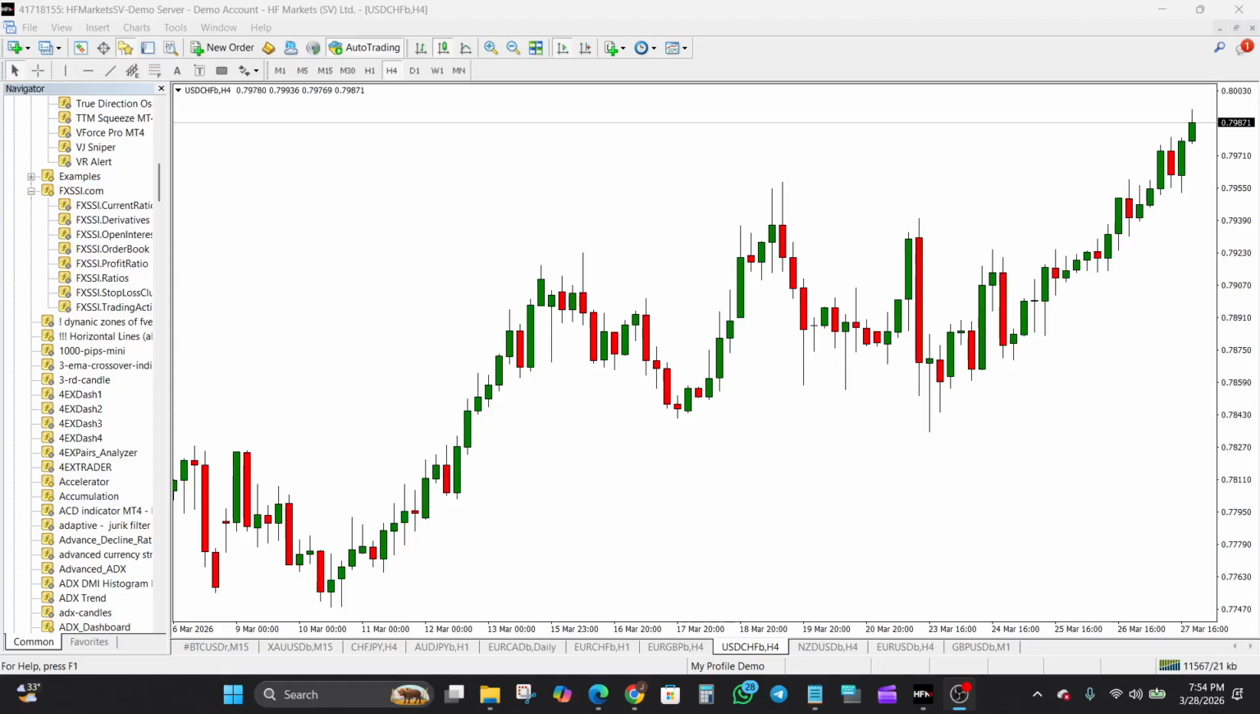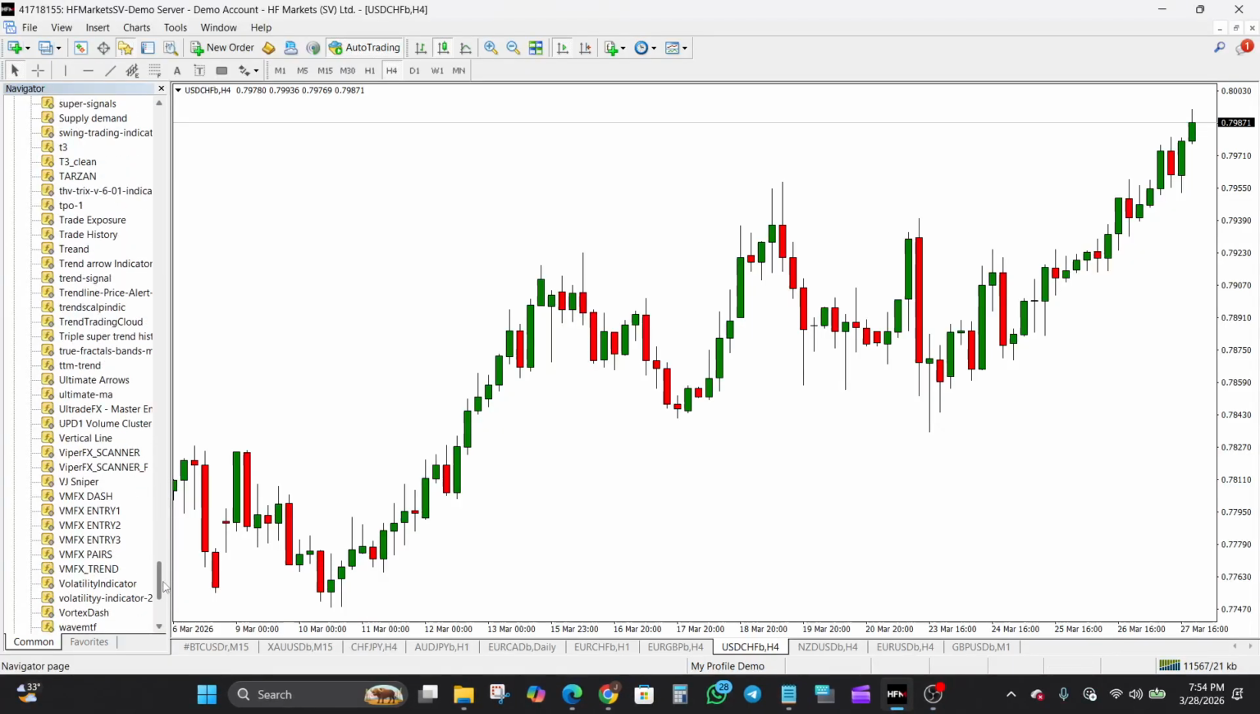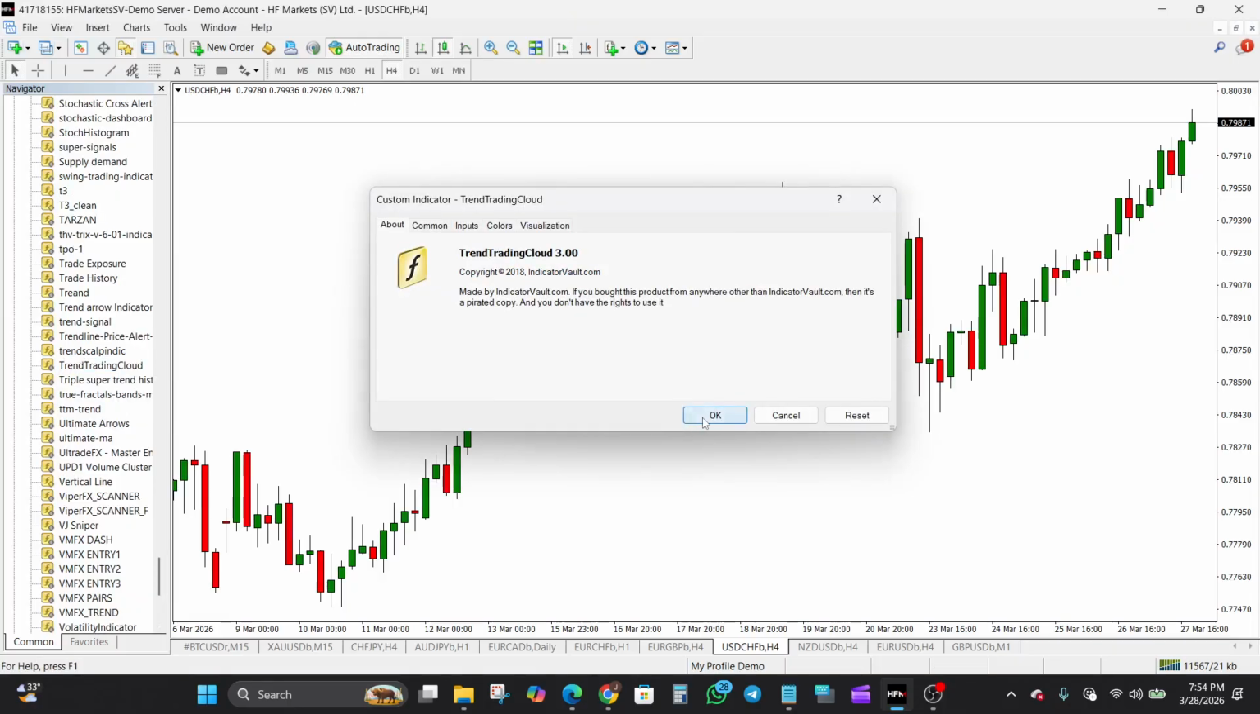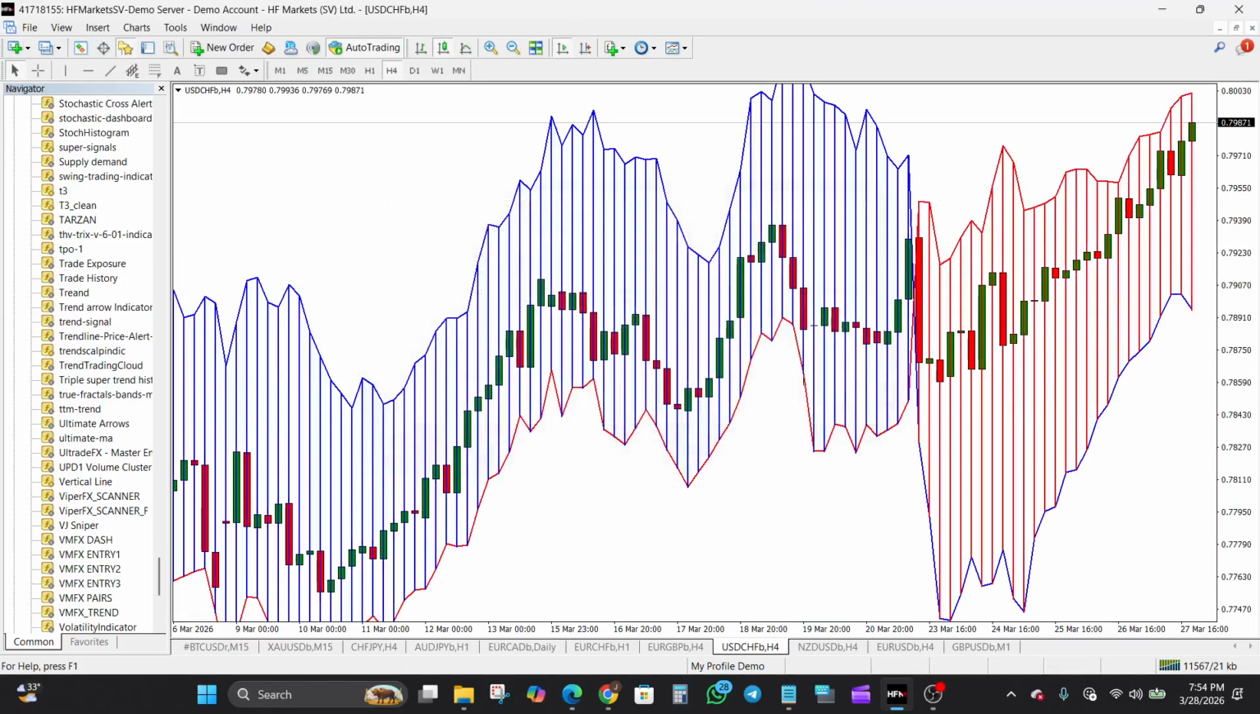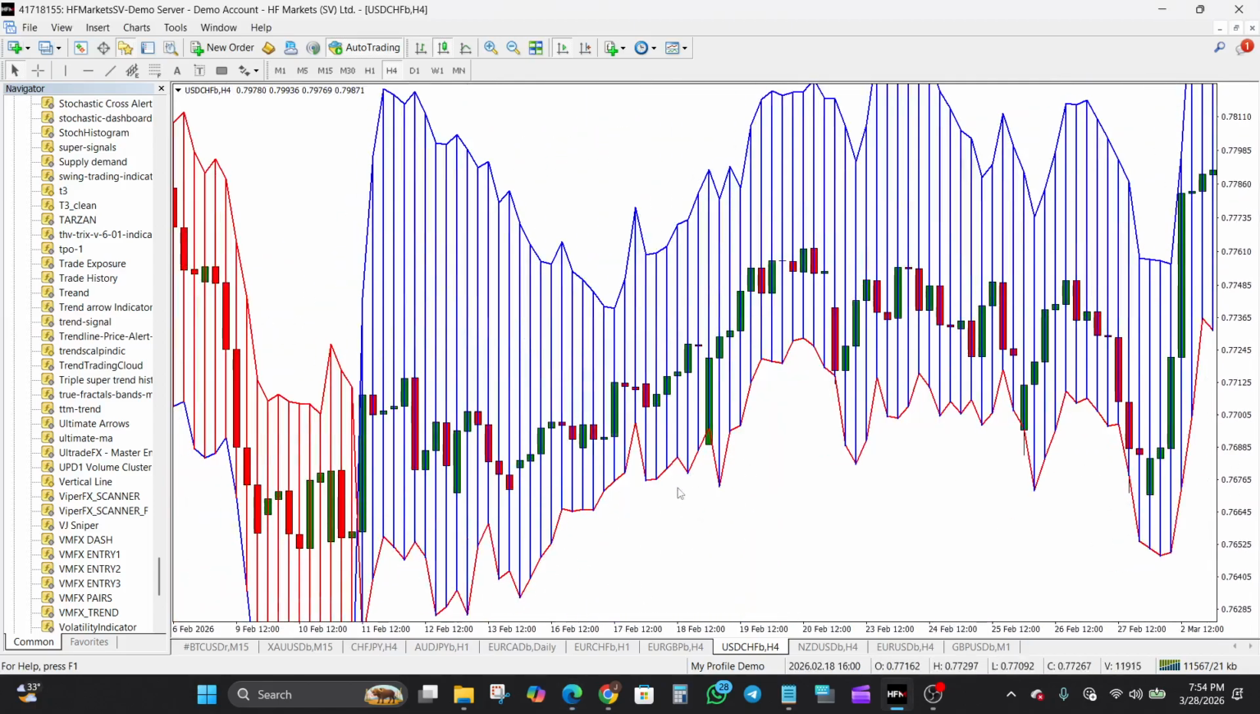All right, so let us start by adding the indicator to the chart. Okay, here we go. So basically this indicator helps us to identify the prevailing trend in the market.